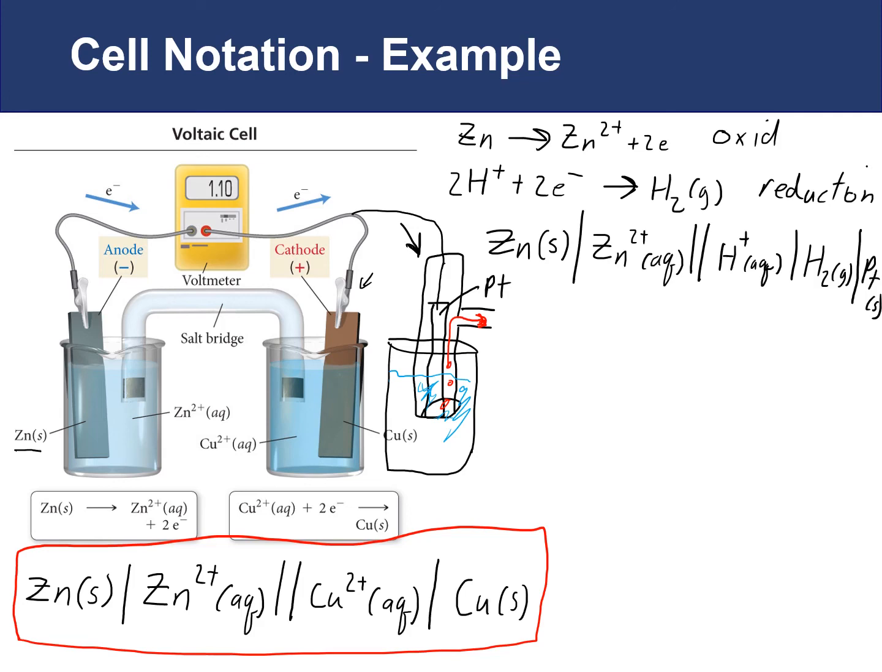And so it would be zinc, solid, vertical line, zinc 2 plus aqueous, double vertical line, H plus aqueous, vertical line, H2 as a gas, vertical line, platinum as a solid.